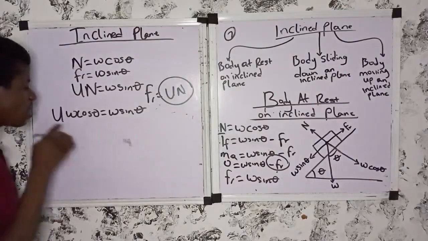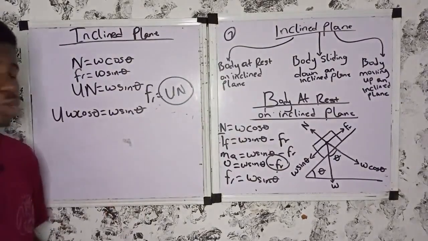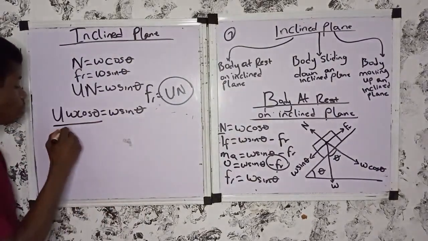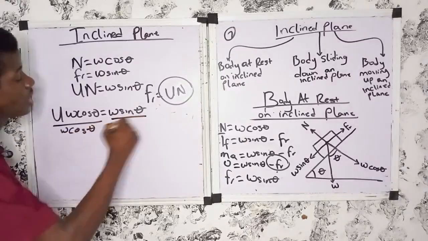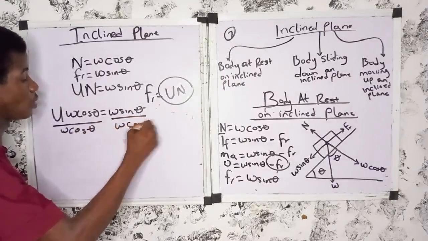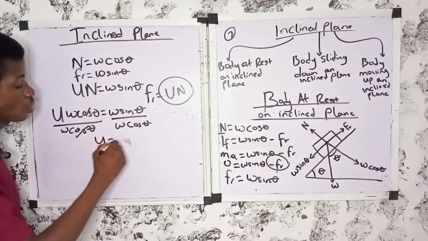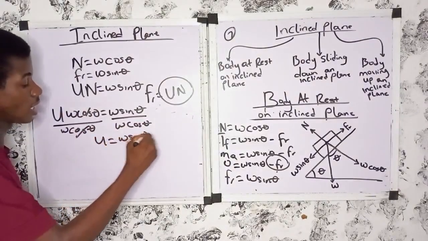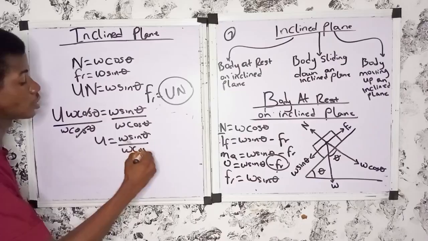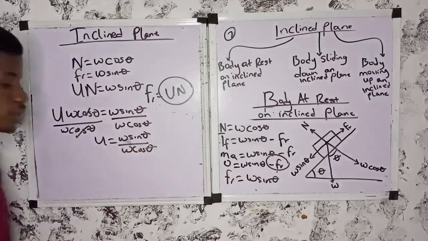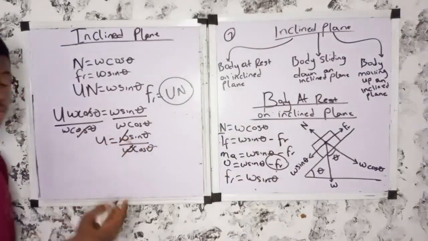Now, to make the coefficient of friction stand alone, we divide both sides by W cos theta. Dividing both sides by W cos theta, we arrive at U equals W sin theta divided by W cos theta, right? We are not done yet. This W cancels this W, and we will be left with what?